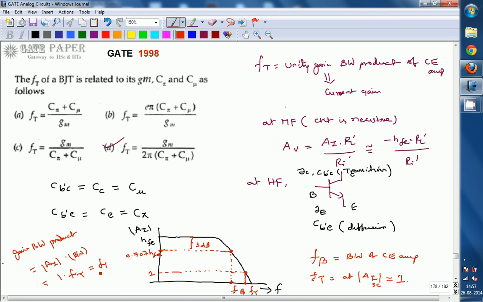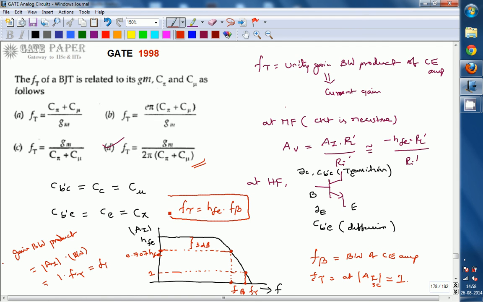F tau is going to be called the unity gain bandwidth product of the short circuit common emitter amplifier at high frequencies. And the relation between transconductance Gm and C pi, C mu is indicated as F tau is equal to Gm by 2 pi times C pi plus C mu. This is a relation, we are not deriving this one. And the relation between F tau and F beta is also very important. F tau is equal to HFE times F beta.